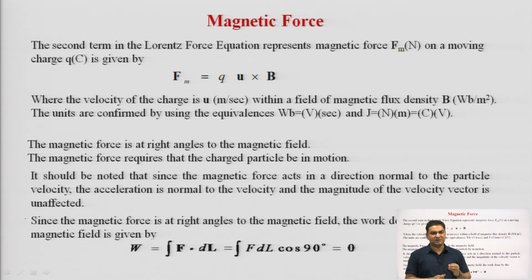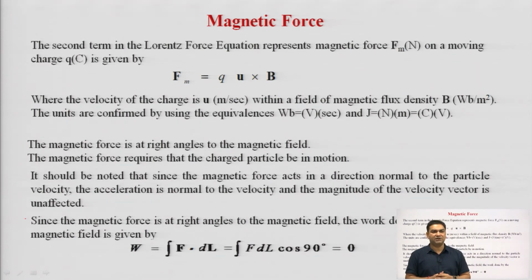The magnetic flux is measured in Webers, and when we talk about the magnetic flux density, it is measured in Webers per meter square, and the units are confirmed by using different equivalences. You can note down, and by using different equations and formulations we can derive this. The magnetic force is at right angles to the magnetic field. These are very important points which you should always keep in your mind. The magnetic force requires that the charged particles be in motion.